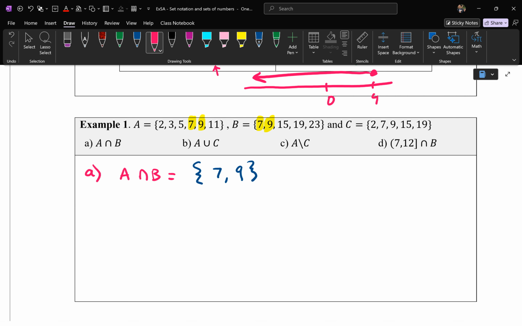Let's try the next one. A union C. Union means to unite, to group them together. So if I took group A and group C and I put them together, then what should my answer be? Let's go with Lucky. Group A and C, my bad. If I grouped A and C, so A's here and C's there, what would I get? Yeah. 2, 3, 5, 7, 9, 11, 15, 19.